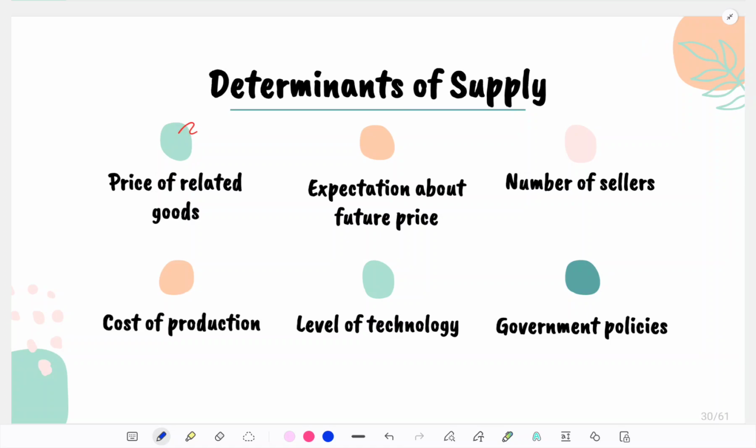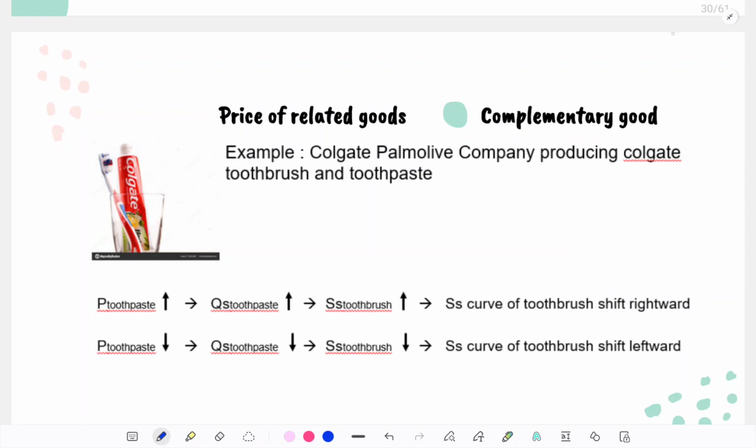First, price of related goods, expectation about future price, number of sellers, cost of production, level of technology, and government policies. Just like demand, related goods also affect supply. There are two types: complementary goods and substitute goods in production.